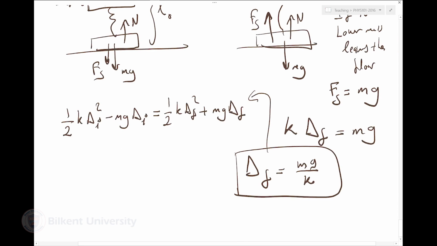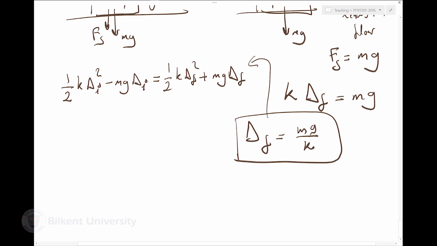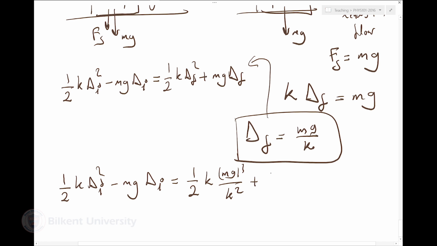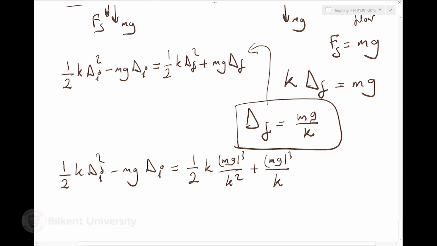Great. I already know what the value of delta F is. Let's write everything down. 1/2 k delta I squared minus mg delta I is 1/2 k times mg squared divided by k squared plus mg squared divided by k. So on the right hand side I have 3/2 mg squared divided by k.